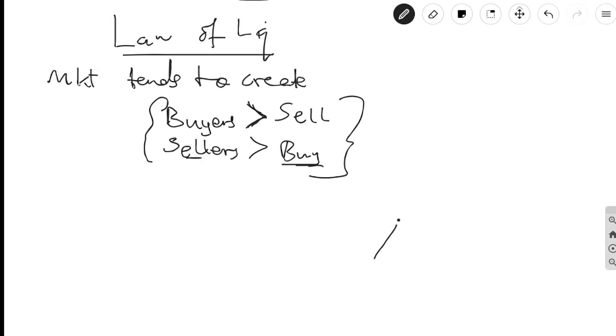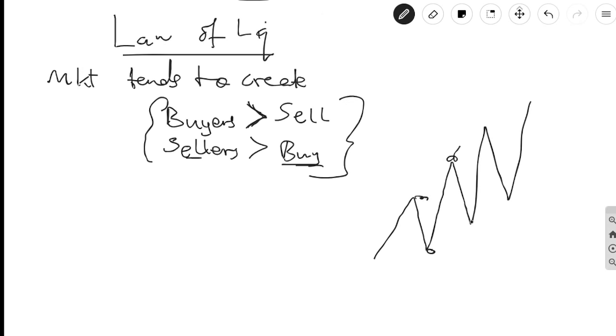For the price to buy, it needs to create sellers. So it creates more sellers in order to buy. It creates more sellers in order to buy. It creates more sellers again in order to buy. That's why we have highs and lows. So any pullback you see, any retracement you see, it's just price obeying the law of liquidity.